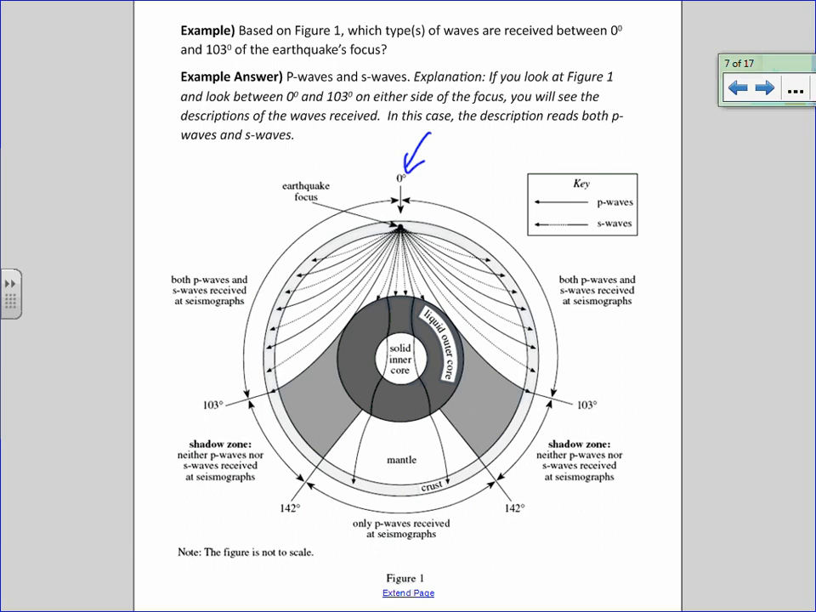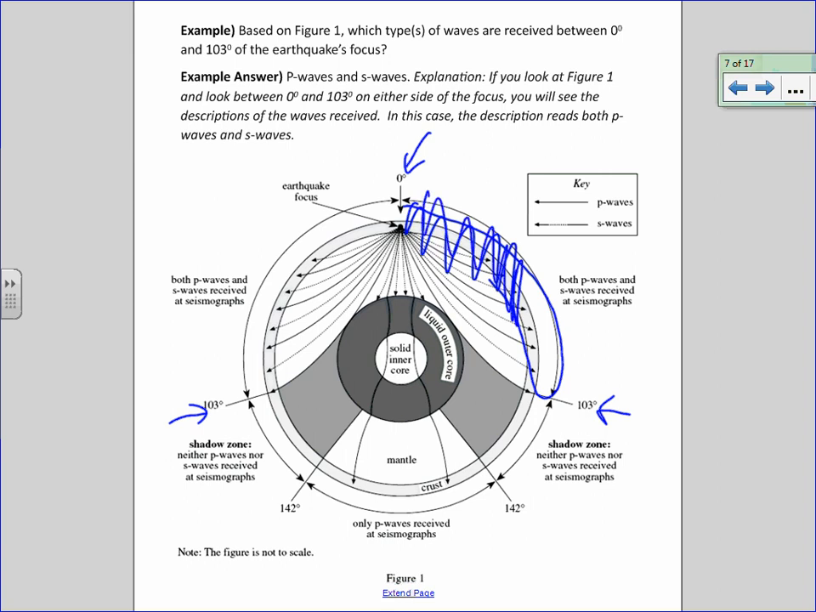And then where would we find 103 degrees? They're right and left. Yeah, so either right here or right here. It doesn't matter which one we're looking at. So essentially what we're comparing here is what type of waves hit this area here. What type of waves go on in that area. So anything that happens in this whole section counts.